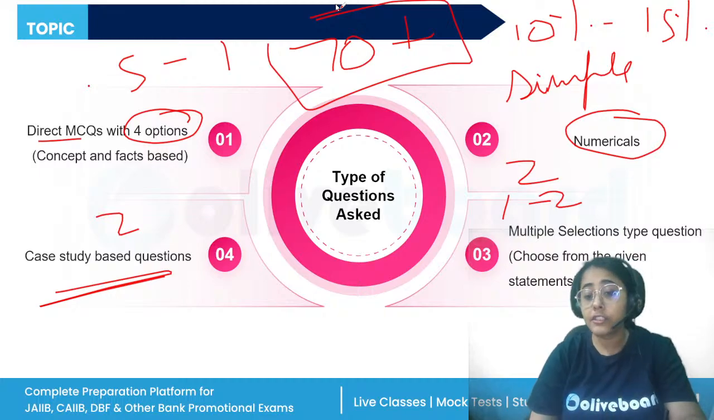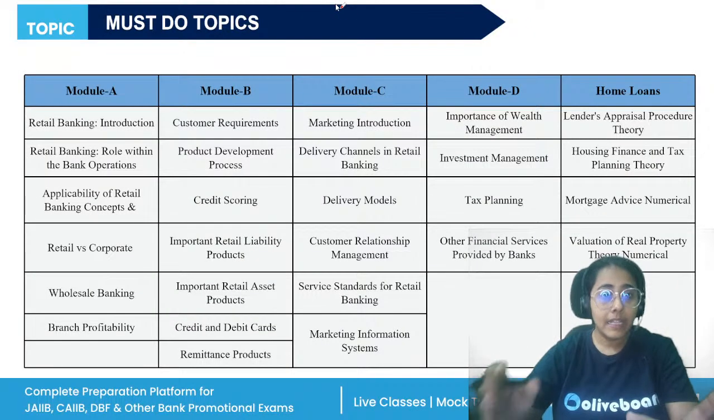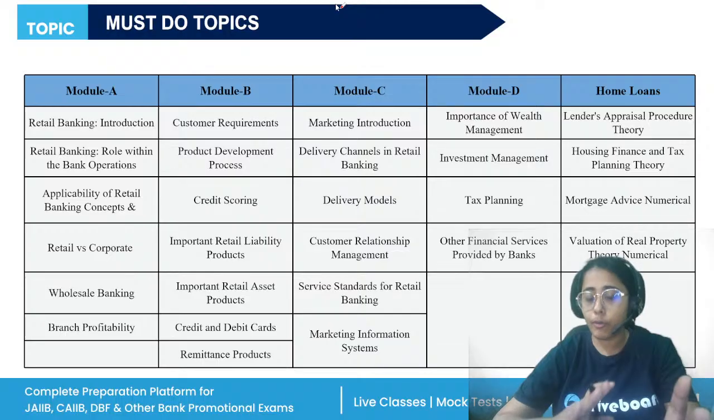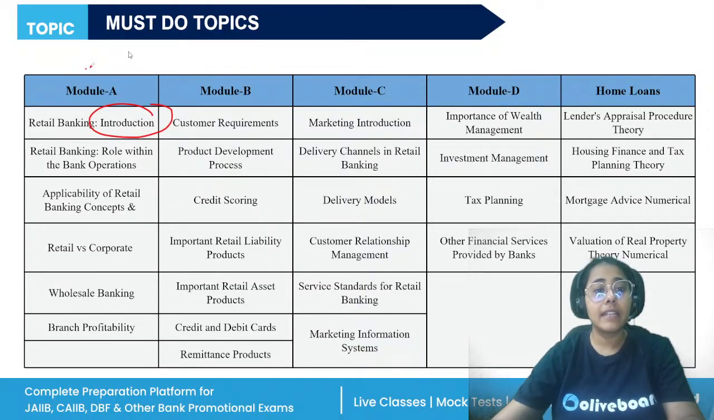Now you should focus on the high scoring topics, those that are repeated every time, those that will increase your score. These are the must do topics from your modules. From Module A, the meaning of retail banking, class retail banking, and mass retail banking. Role within the bank operations.